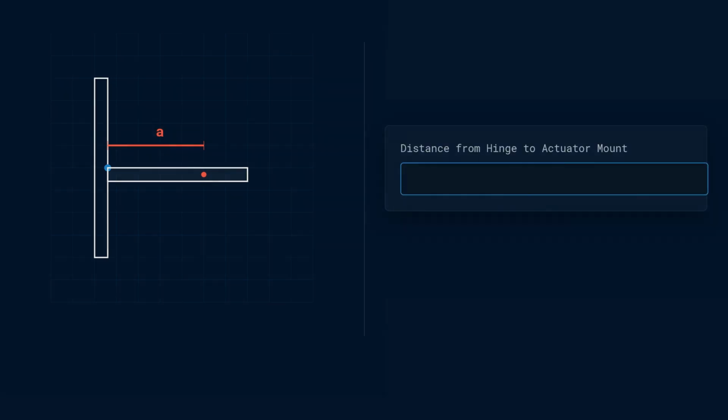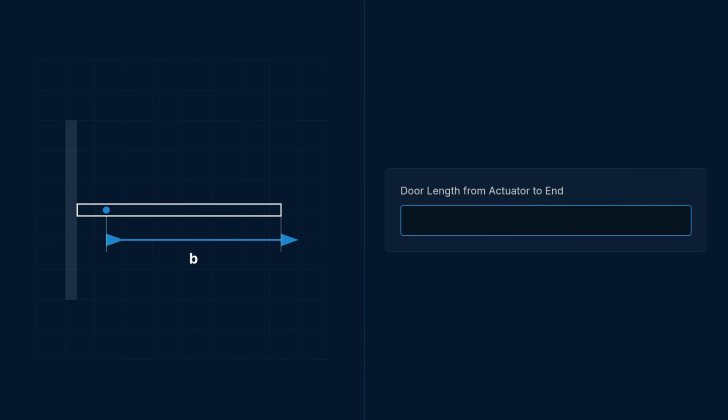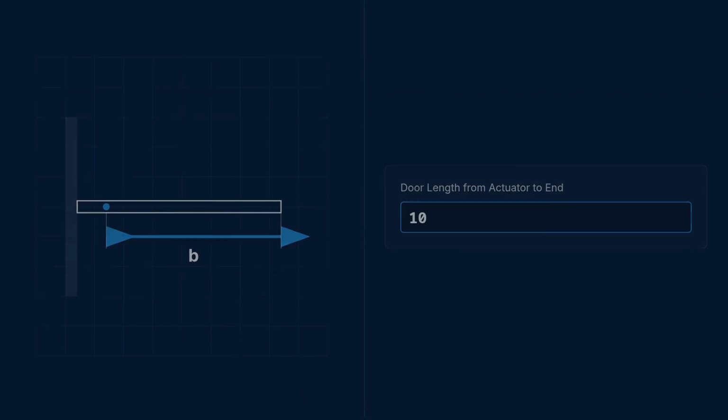Next, enter the distance from hinge to actuator mount, labeled as A. This is the measurement from your hinge point to where the actuator connects. Then input the door length from actuator to end, labeled as B, the distance from the actuator mounting point to the end of your door. Finally, enter the opening angle theta in degrees, how far you want your door to open.